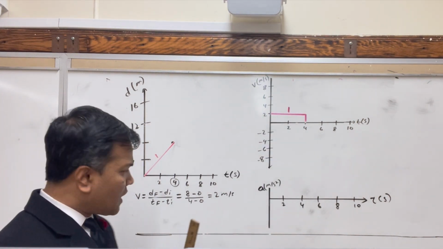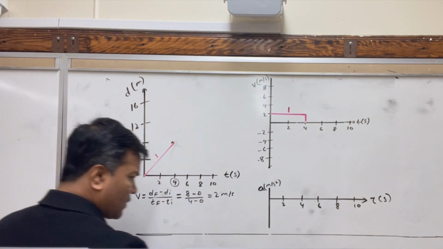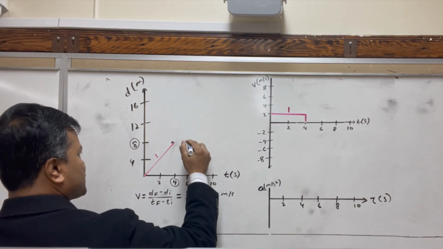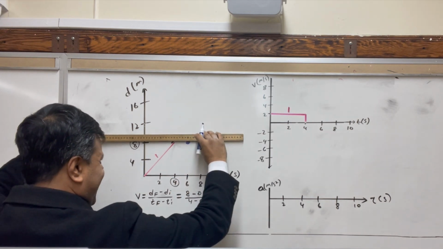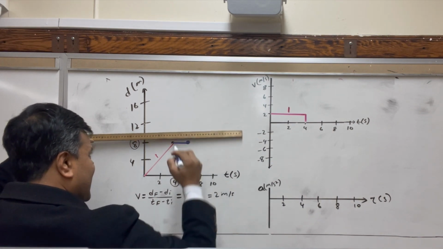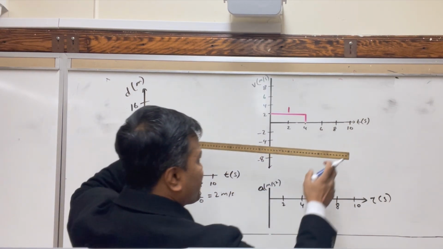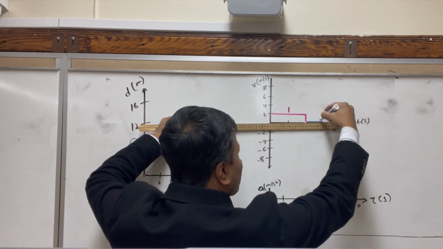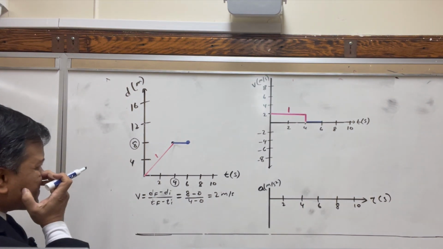Now from 4 to 6 seconds, the object is at rest. At 4 seconds the object is at 8 meters, and at 6 seconds the object is at 8 meters. So the object is not changing its position, so the object is at rest. The object is at rest means the object's velocity is 0. So the object's velocity is 0 from 4 to 6 seconds. All right, that's cool.